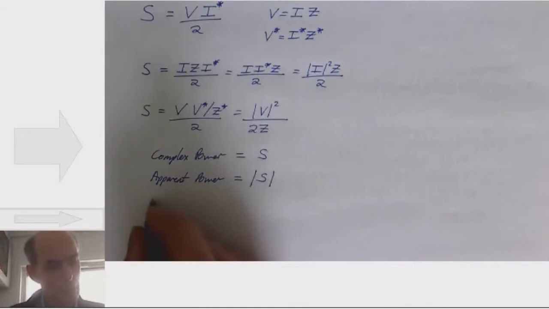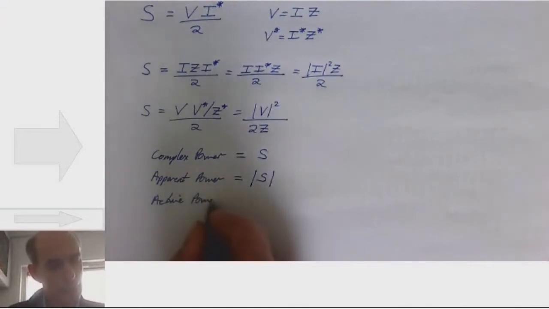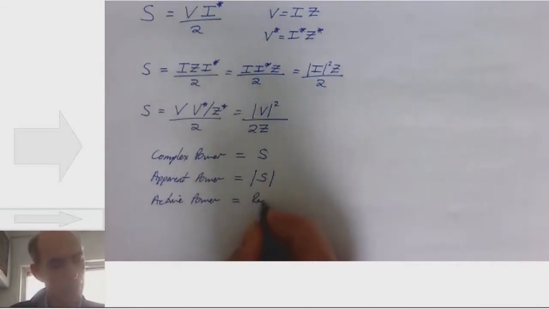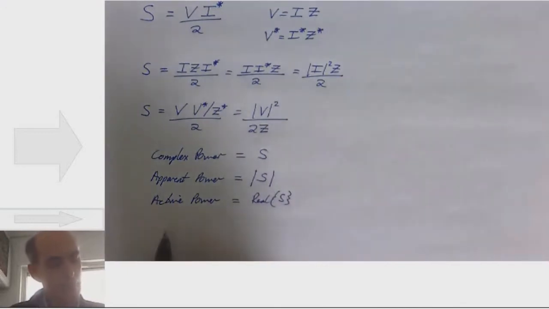We then have the active power. The active power is the real part of the complex power. It's the power that's actually leaving the circuit or actually being introduced into the circuit by the component.